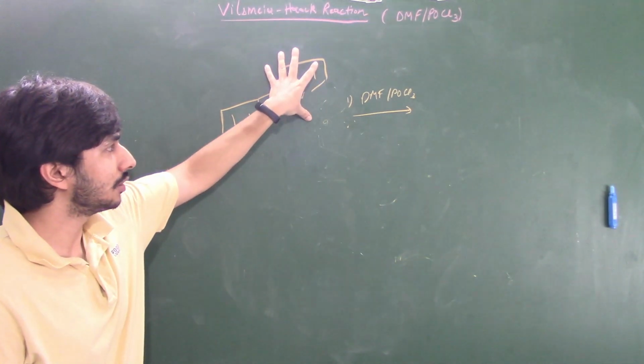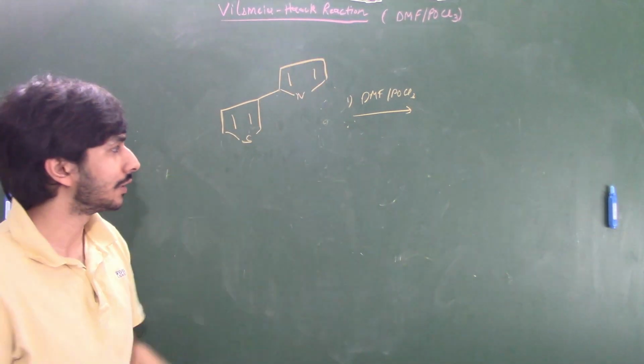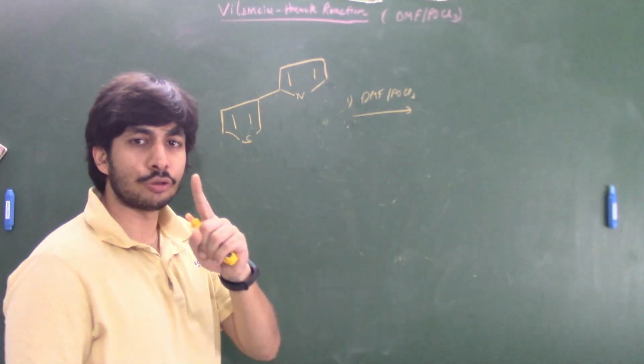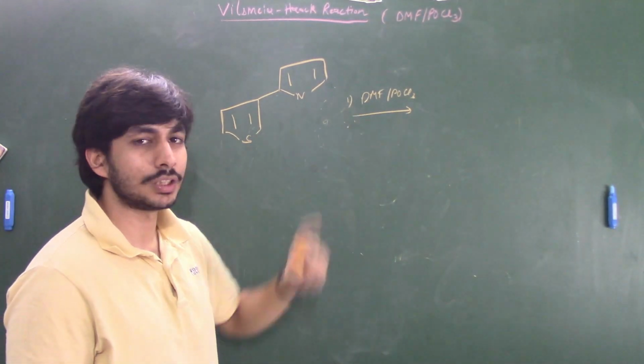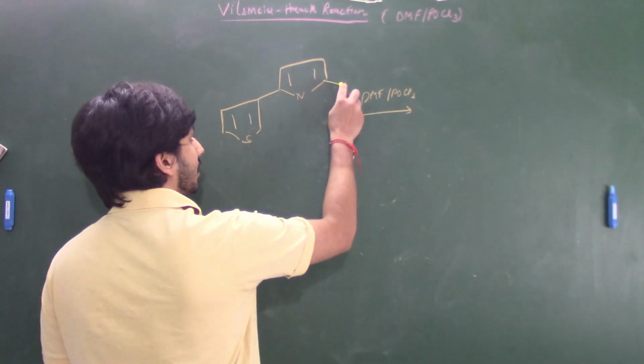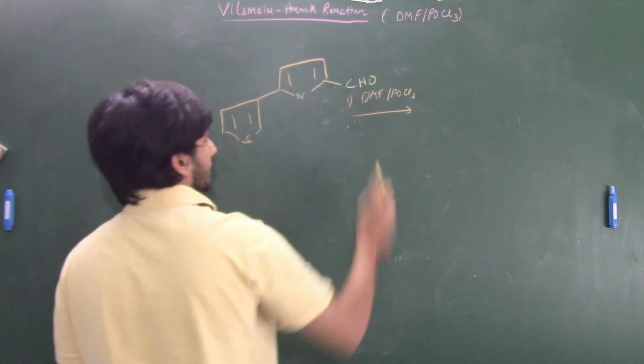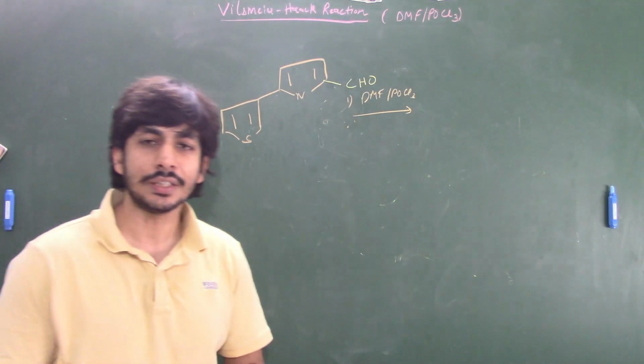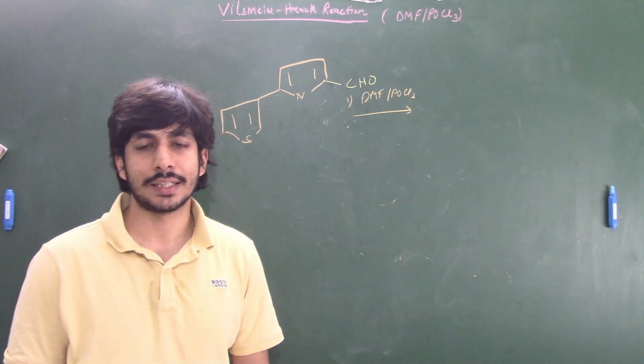So this heterocyclic scaffold is more nucleophilic. That is why if you are adding only one equivalent of this DMF POCl3, the formylation will selectively take place at this position, and this will be the answer. Okay, so these are the kind of questions that are put up in the CSIR NET examination.